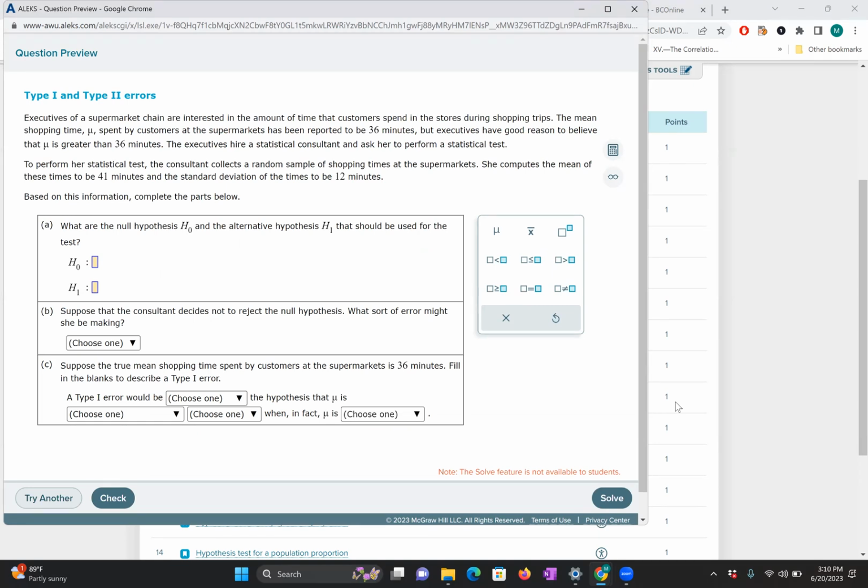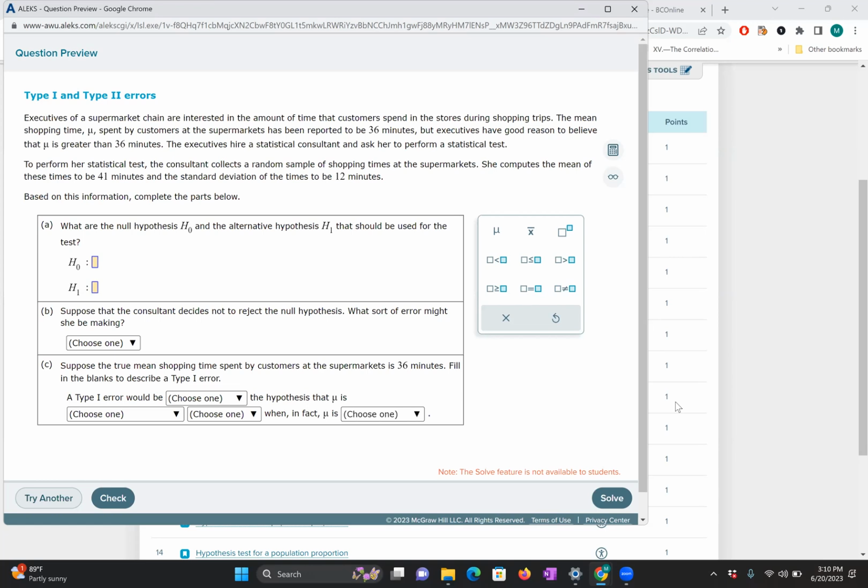What I want you to also remember is that if you have a true hypothesis and you reject it, you are making a type 1 error, okay? So in this question, it's saying executives of a supermarket chain are interested in the amount of time that customers spend in the stores during the shopping trip. The mean time, mu, spent by customers at the supermarket has been reported to be 36 minutes. But executives have good reason to believe that mu is actually greater than 36 minutes.